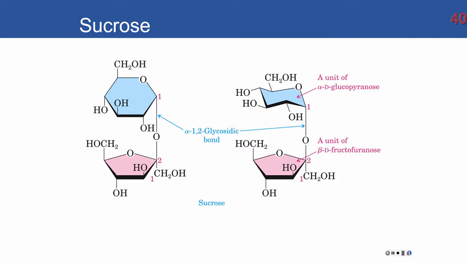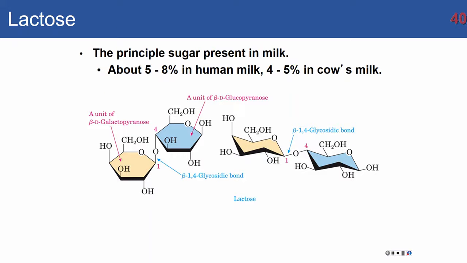So here's sucrose. You have your glycosidic bond, an alpha 1,2 glycosidic bond between glucose and fructose. Here's lactose. It's found at about 5 to 8% in human milk, 4 to 5% in cow's milk. It shows all of your different bonds here, and you're using a beta 1,4 glycosidic bond for lactose.